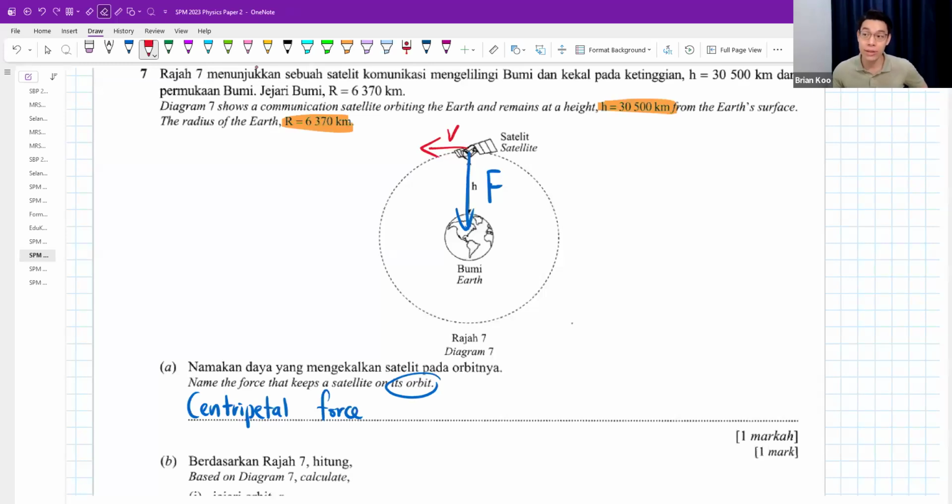And then it keeps on pulling it to the center. So in the end, it will go round and round in a circle. But please also understand, this centripetal force comes from where? Gravity. It's also the gravitational force. Right? So centripetal force and gravitational force is the same thing, actually. I always say they are the same. But specifically to make things orbit round and round, the best answer is centripetal.